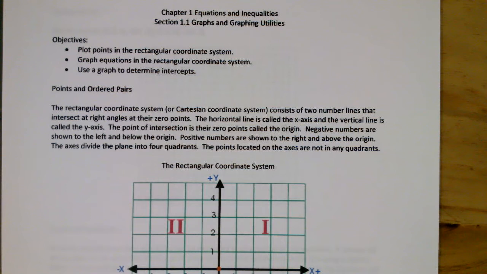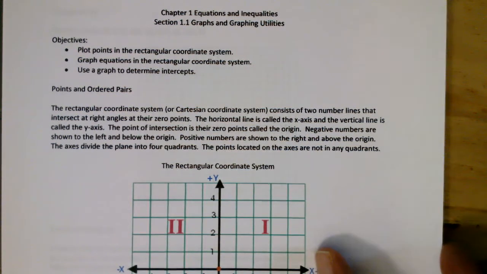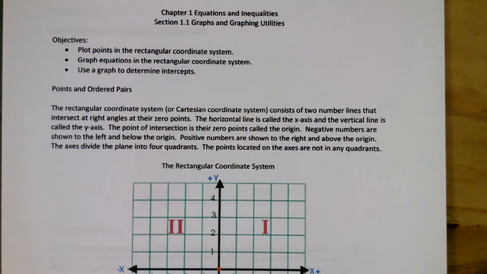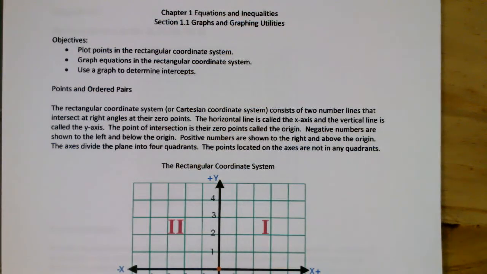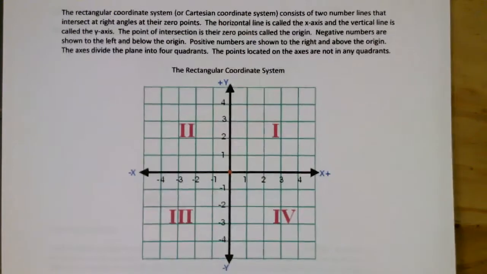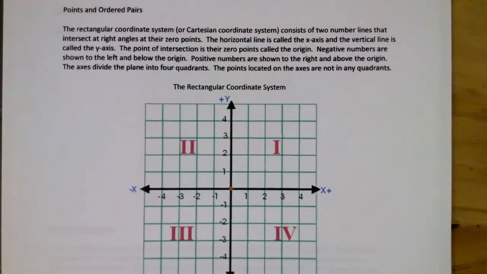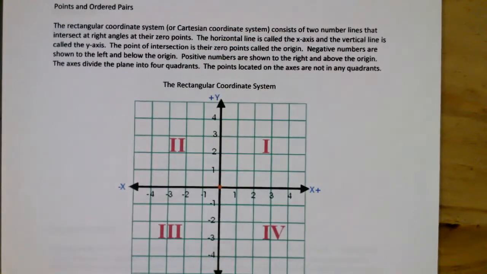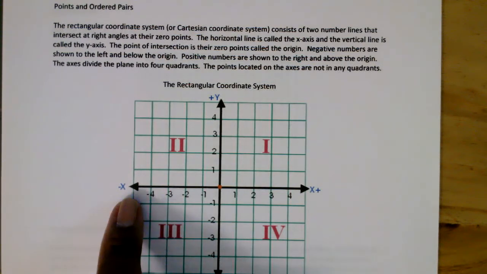Okay, so first of all, we'll introduce you to points in ordered pairs and also the rectangular coordinate system. The rectangular coordinate system, sometimes called the Cartesian coordinate system, consists of two number lines that intersect at right angles at their 0 points. So here's an example of a rectangular coordinate system.